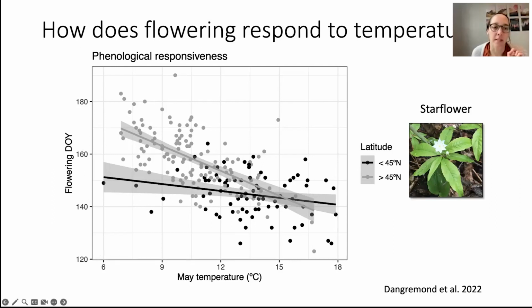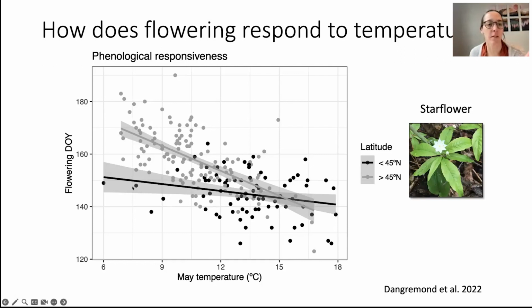And so flowering DOY here is the date on which flowering occurred, where January 1st would be day 1 of the year and December 31st would be day 365. So like May 15th would be day 135. You can see most of the time, starflower, at least in the data set that we were working with, is not flowering before May 15th, except in a few cases, and those tend to be places where the spring has been warmer.